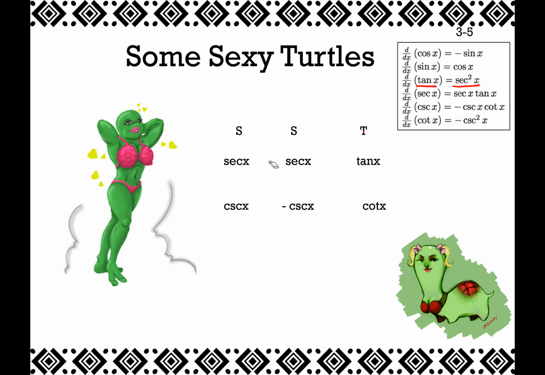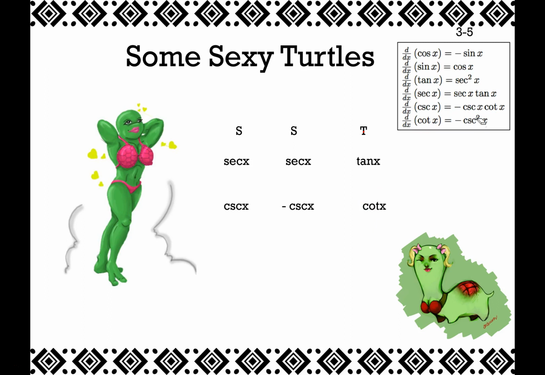Okay, now we go down below. What's the derivative of cosecant x? Well, that's going to be a negative cosecant x cotangent x. See it? It's right here. So the derivative of cosecant x is these two things multiplied.